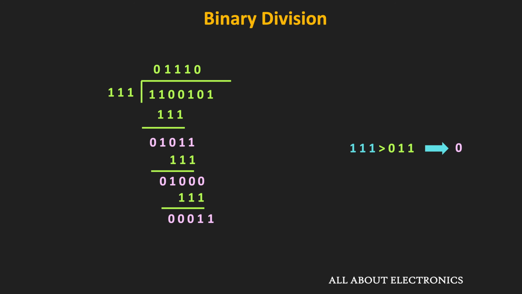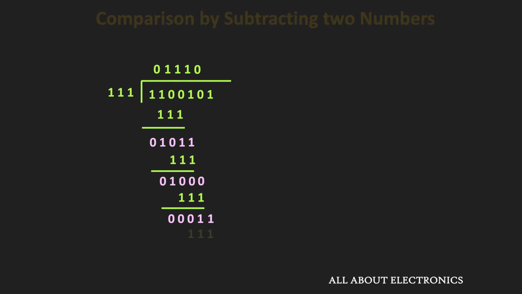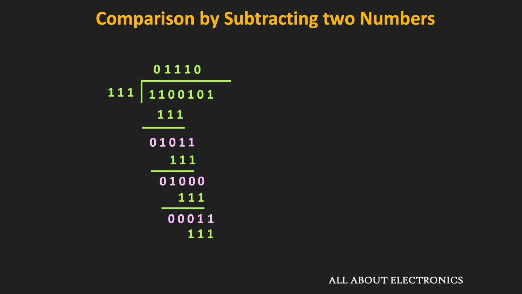So basically, this binary division involves three basic operations, that is compare, shift and subtraction. Here, we can combine the compare and the subtract operation just using the subtraction. In the subtraction, if the first number is greater than the second number, then the result of the subtraction will be positive. Or in other words, we won't get any borrow at the output. For example, if we subtract 111 from 1100, then the result after the subtraction will be positive. And hence, there is no borrow at the output.